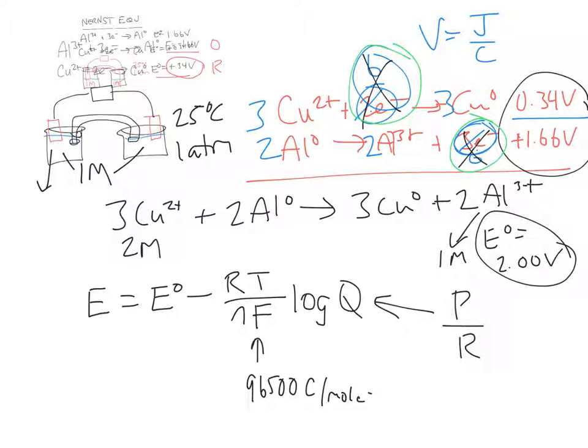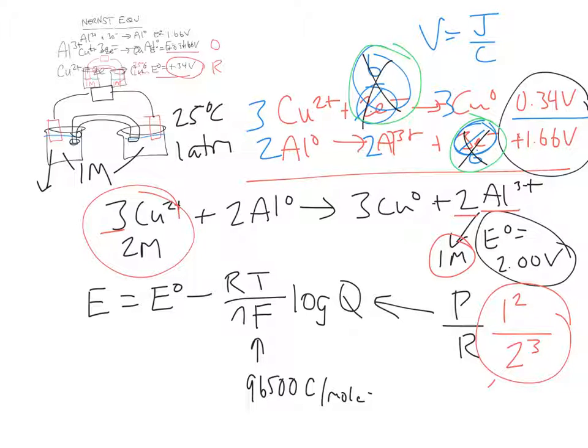So if we look at this, we have a 1 molar solution of copper ions, with a coefficient of 2. So you would say 1 raised to a power of 2. And then over on the other side, on my reactant side, I'm going to say a solution of 2 molar, and it's a coefficient of 3, so it's raised to a power of 3. And this right here tells me what my Q is for this example.